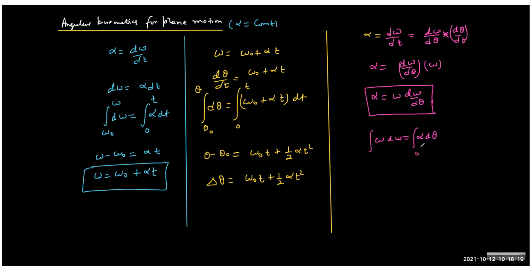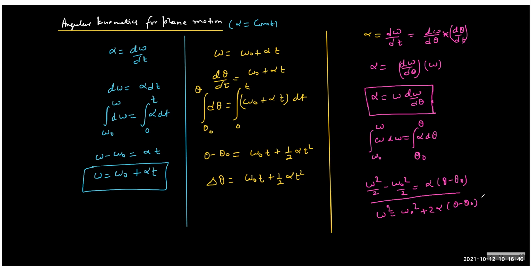And then you can integrate from omega naught to omega. So this will come omega square by 2 minus omega naught square by 2 equals alpha times delta theta. So you can see there is similarity in expression. Just the u and v will be replaced by omega naught and omega, and the s will be replaced by theta. So these are the three equations which you need to know.